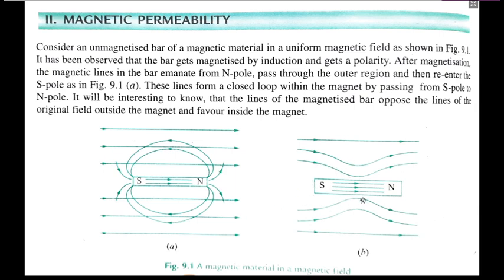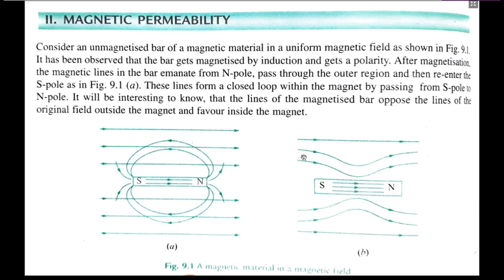Suppose your material is of one of the categories, maybe a diamagnetic material, maybe a paramagnetic material, then accordingly it will behave or respond to the line of magnetic forces of the external magnetic field. As mentioned here, these lines form a closed loop within the magnet by passing from the S pole to the N pole. It is interesting to know that the line of the magnetized bar will oppose the line of the original outside magnetic field, that is what we discussed about figure A.